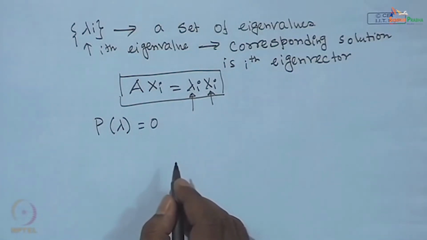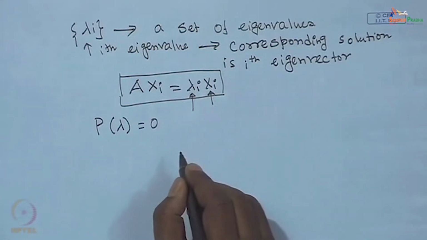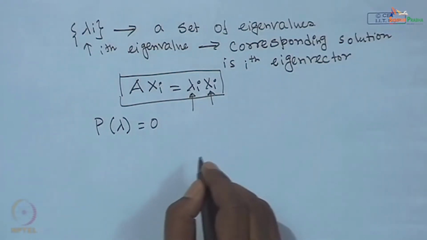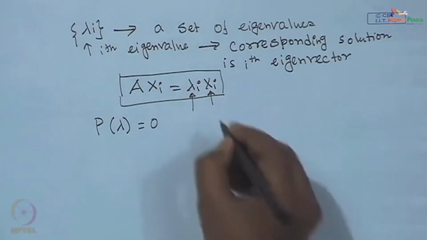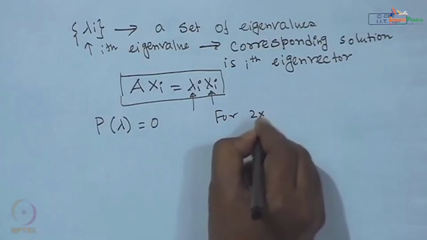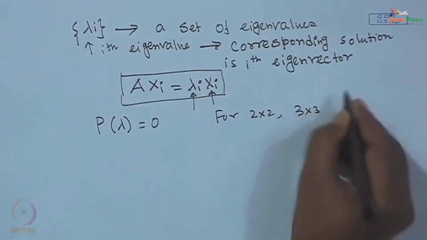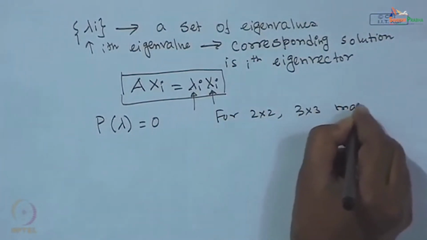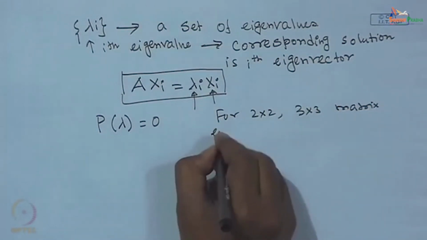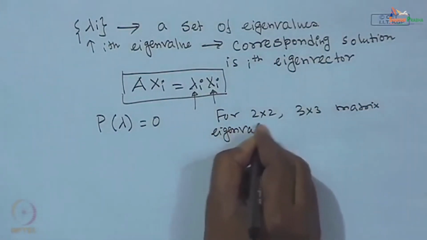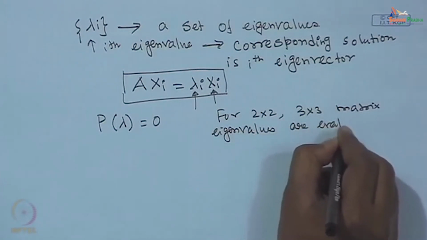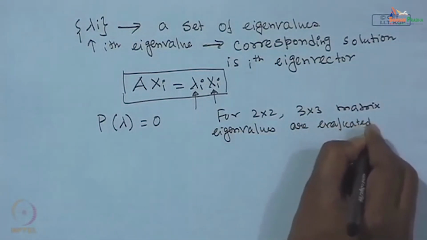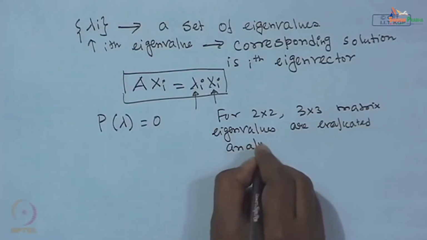So, if it is a simple system, a 2 into 2 system or 3 into 3 system, the eigenvalues can be evaluated analytically. For a 2 into 2 or 3 into 3 matrix, eigenvalues are evaluated analytically.